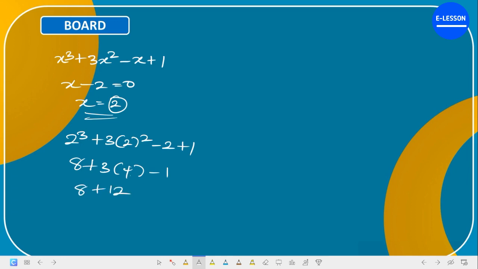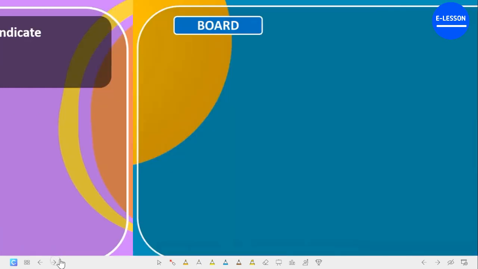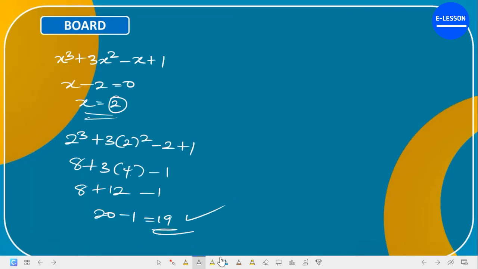And this gives us 8 plus 3 times this is what? 12 plus 1. Oh, sorry, minus 1. 8 plus 12 is 20 minus 1. 20 minus 1 is what? 19. So if you use the long division method, it gave us 19. And if you also use the remainder theorem, it also gave us 19. And that is how to solve that question. Okay? Let's try the next.